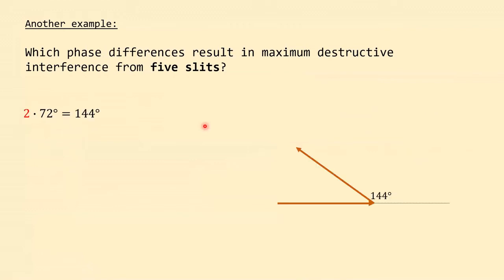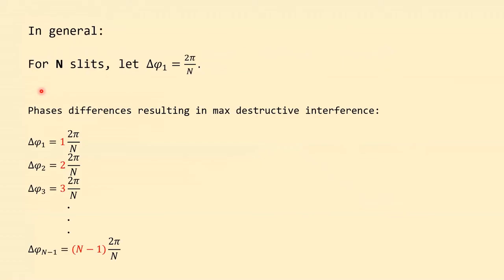If you checked them all, and if you have nothing better to do, you could do that with a protractor and a ruler, you would find that the first 4 multiples worked. So you could go all the way up to 4 times 72 degrees. That phase difference would also produce total destructive interference, but 5 times 72 would not work. That would give you constructive interference. So the general rule is you stop short of n. You go 1, 2, 3, all the way up to n minus 1 times that basic unit of phase difference. That's the set of phase differences that will give you total destructive interference or max destructive interference.